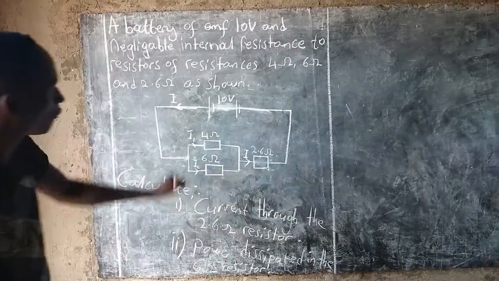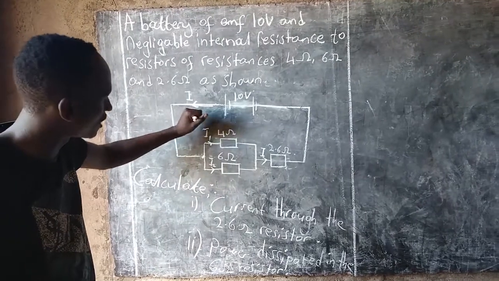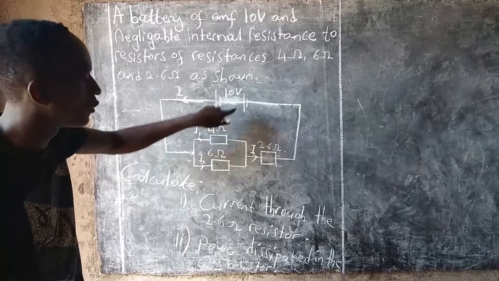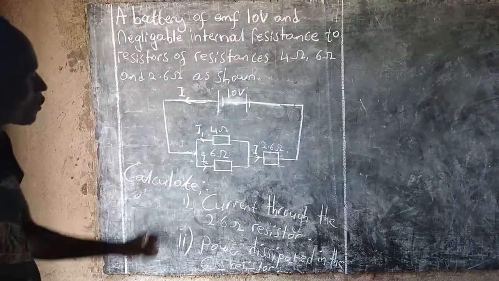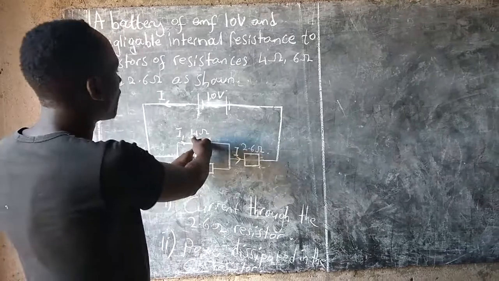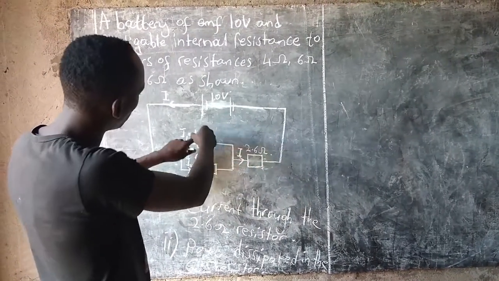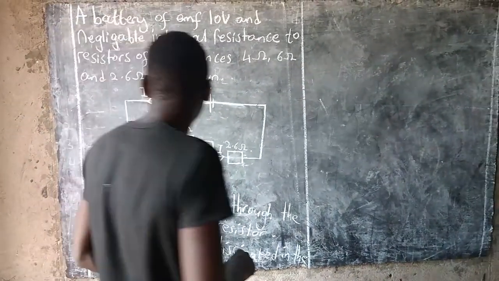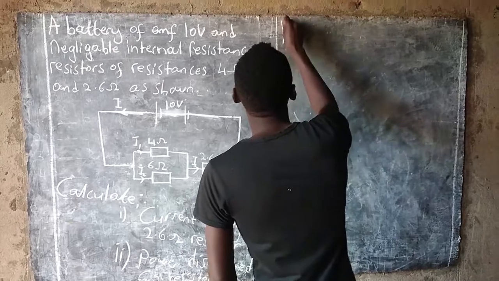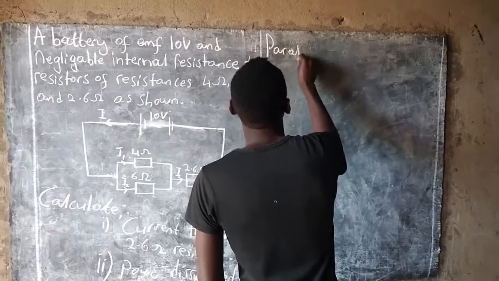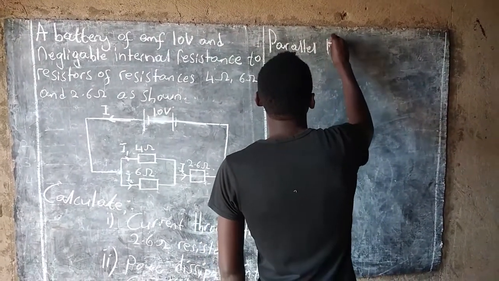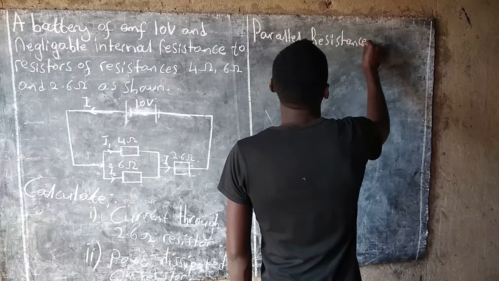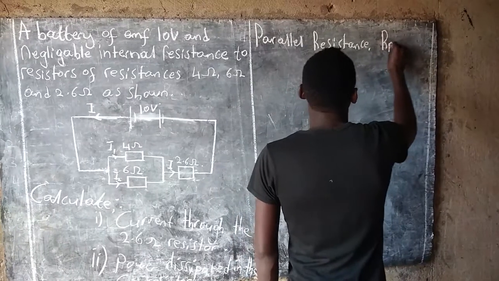But like I told you, first things first. Whether asked or not, you have to first deal with the resistances. So first of all, we've identified the parallel combination in this circuit. So let us deal with that individually. So we shall come and say, now that we have the parallel, this is going to be the parallel resistance. Let me call it RP.